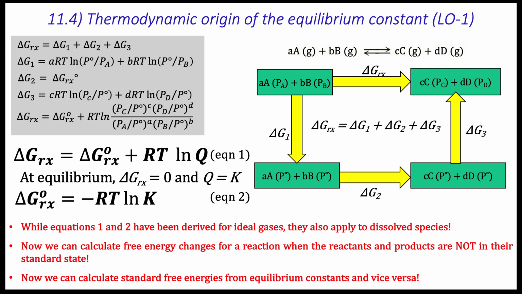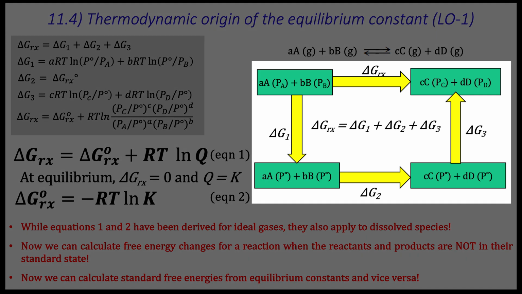But remember that free energy is a state function. So if we can find a path between the reactants and products for which we know the free energy change of each step, then we can just add these free energies together to get the overall reaction free energy. This diagram illustrates just such a path.